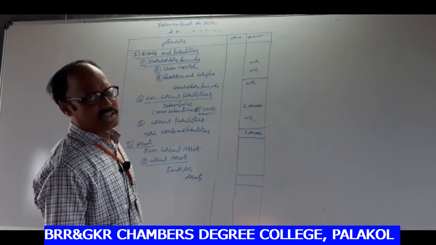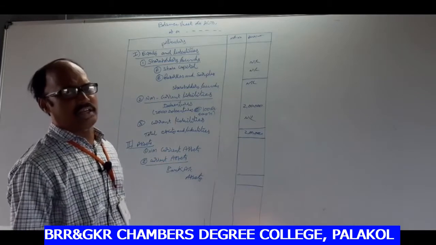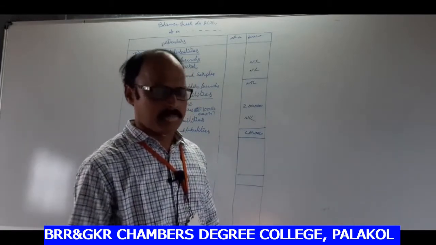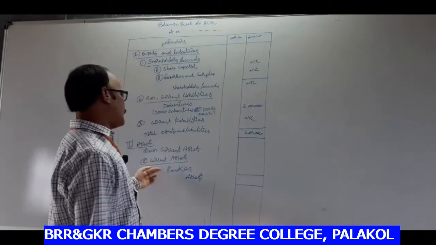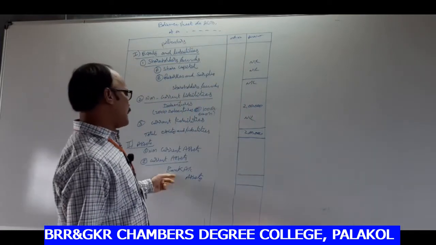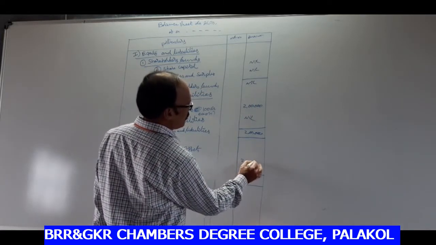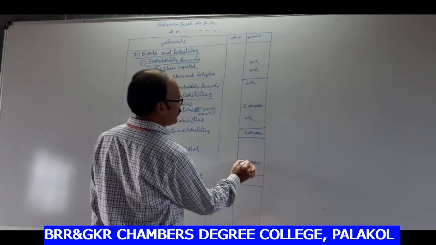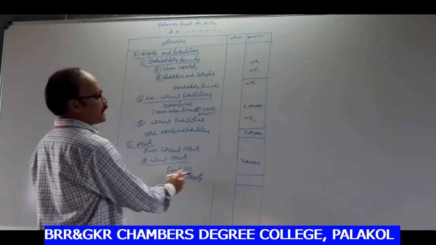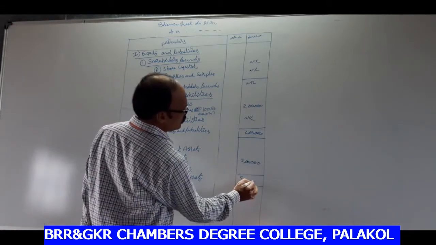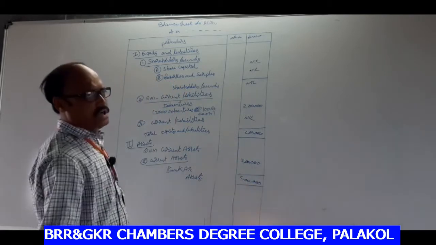Next one, assets. Assets are categorized in 2 parts: one is non-current assets, second is current assets. Non-current assets means fixed assets. Next, current assets. Already we prepared the bank account. The bank account shows the debit balance of rupees 2 lakhs. Whenever the bank account shows a debit balance, automatically it is treated as an asset, as you know very well. That's why under current assets, bank account 2 lakhs. Assets 2 lakhs, liabilities 2 lakhs. So assets equals liabilities.